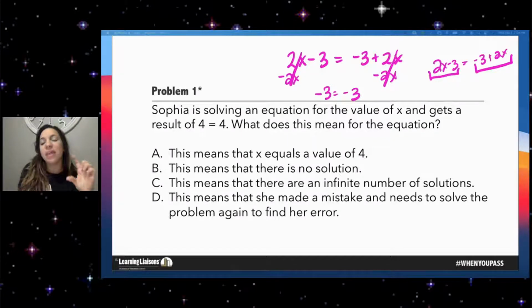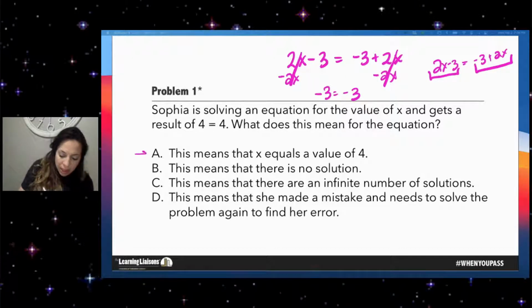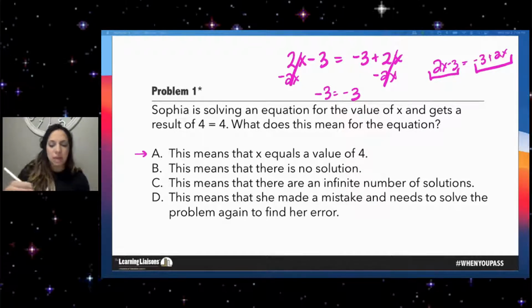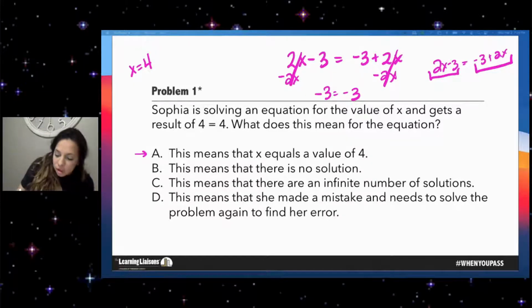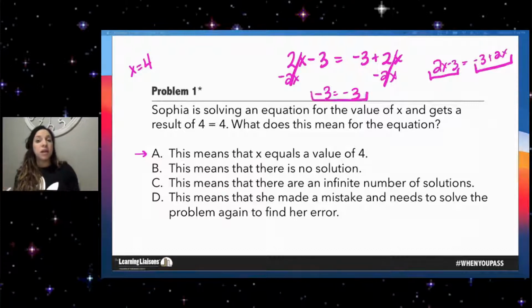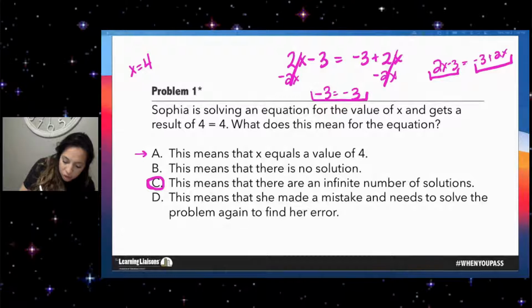So if we think about this, the likely most common misconception for this one is going to be A. That's the most common error that people make: they're going to pick A. X is not going to equal 4 in this case. If x was going to equal 4 when Sophia solved it, she would literally get x equals 4. What this means, if we get something that looks like this, where we have a number equals a number, or x equals x, or something to that effect, we have an infinite number of solutions.